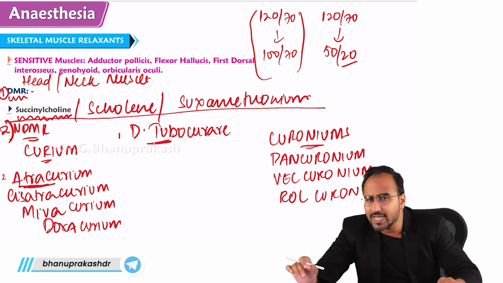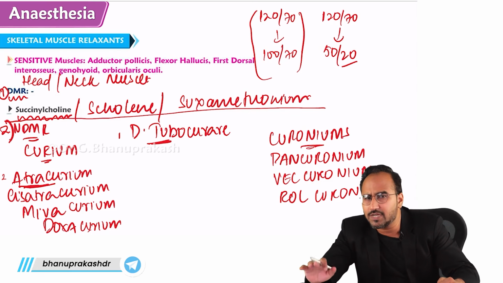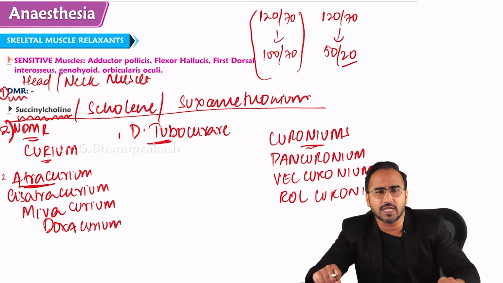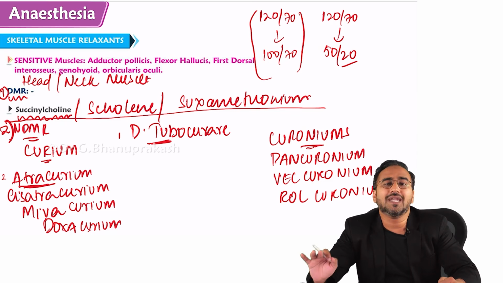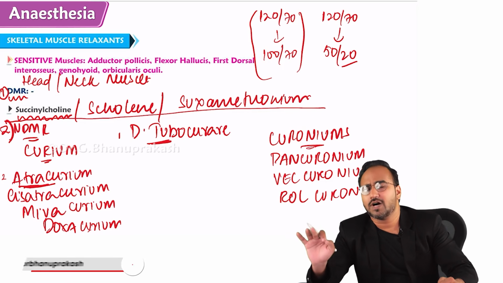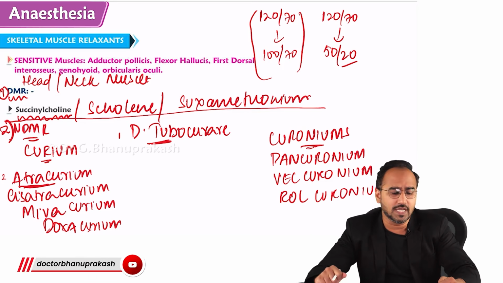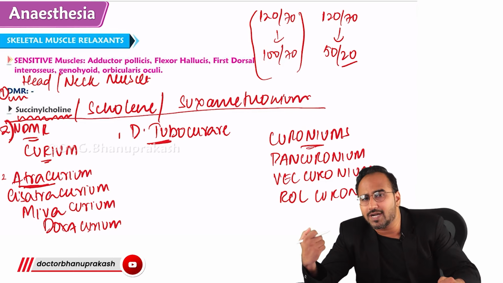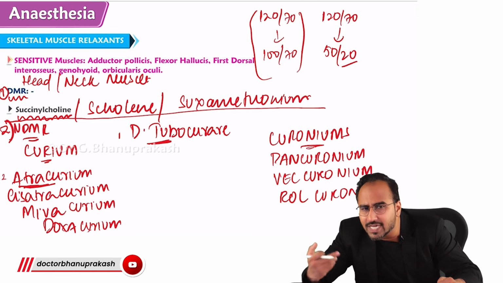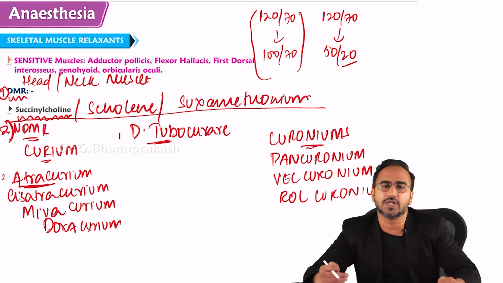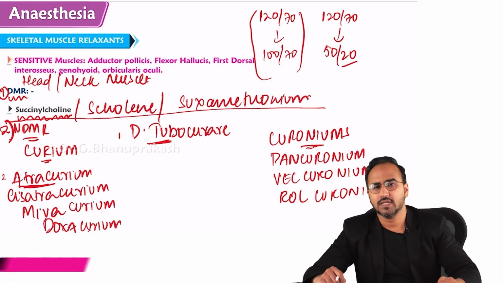If you are having hepatic failure or renal failure, can you take the drug? No. Can you take the drug which is having metabolism in the liver? No. But Atracurium was neither metabolized in the liver nor excreted through the kidneys. It was undergoing a spontaneous metabolism and degradation process, which is called Hofmann degradation or Hofmann elimination.